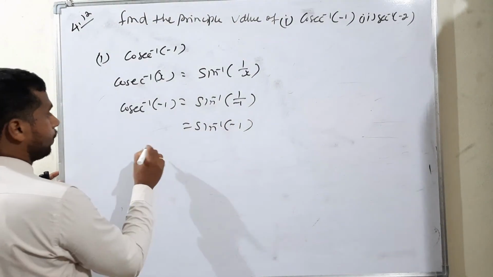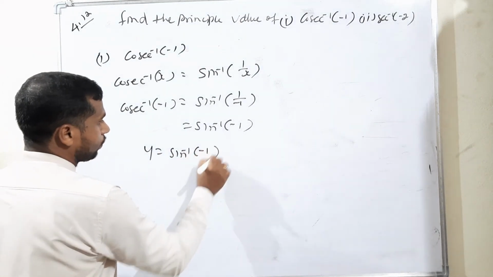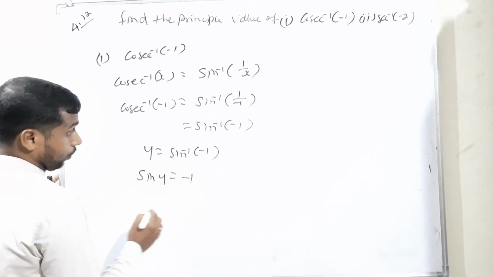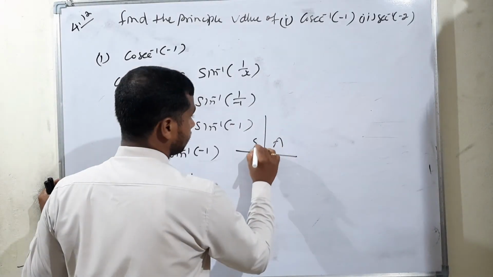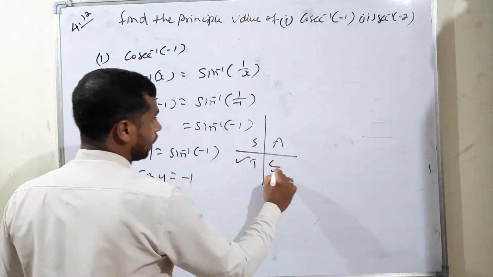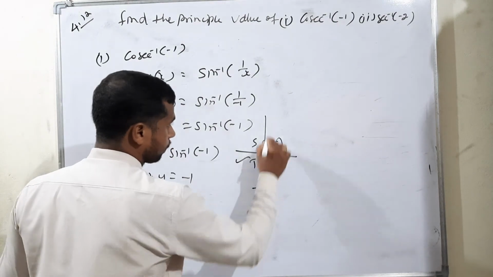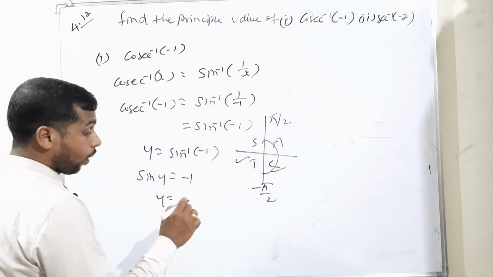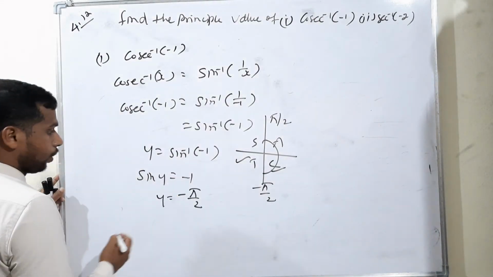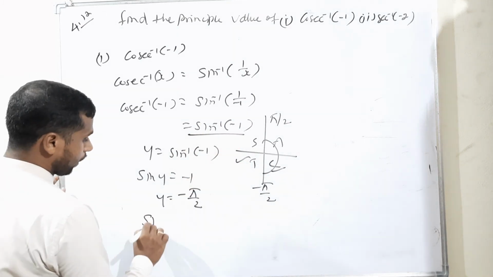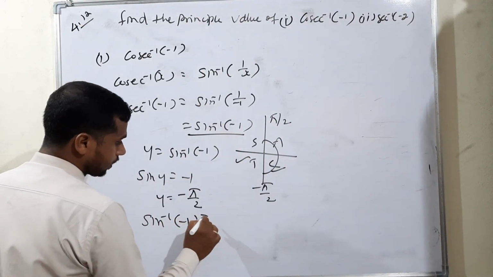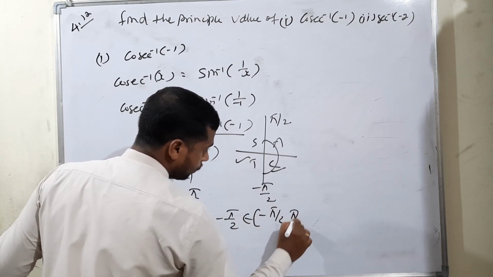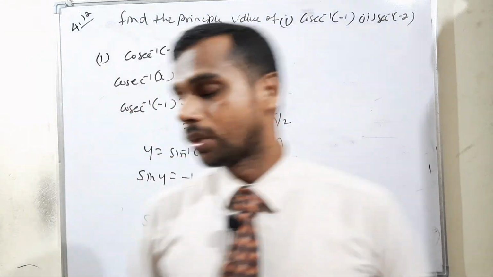So consider y equal to sine inverse of minus 1, which means sine y is equal to minus 1. Therefore according to the unit circle, all silver tea cups, sine is negative in the third and fourth quadrants. The range is minus pi by 2 to positive pi by 2. Therefore y is equal to pi by 2 for value 1, but with the negative sign we write negative pi by 2. So subdivision 1 answer: sine inverse of minus 1 is equal to minus pi by 2. It belongs to negative pi by 2 to positive pi by 2. Okay, subdivision 1 is over.